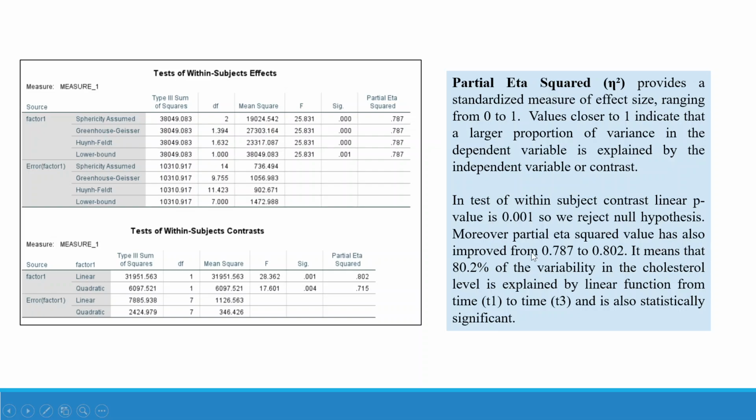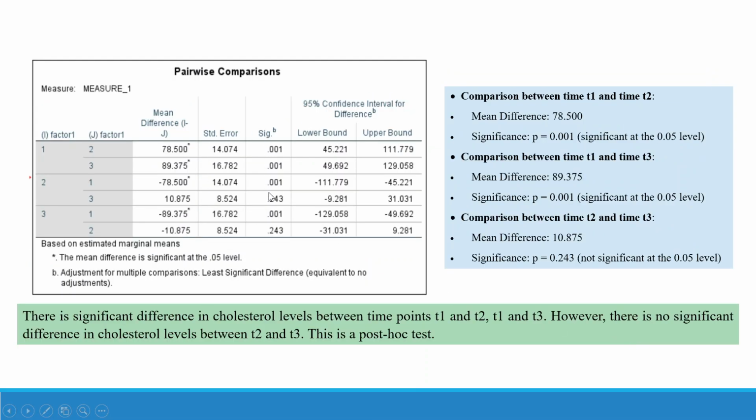It means that 80.2% of the variability in the cholesterol level is explained by the linear function from time T1 to time T3 and is also statistically significant. Let's proceed further. Pairwise comparison. Now we have to compare the difference in the cholesterol between T1 to T2, T2 to T3. Just recall the slides.